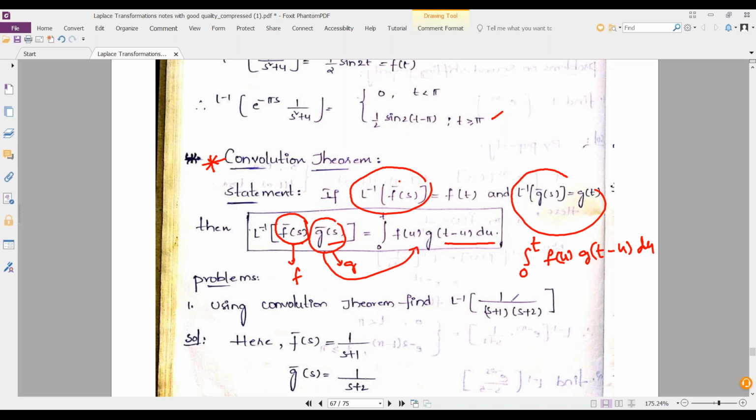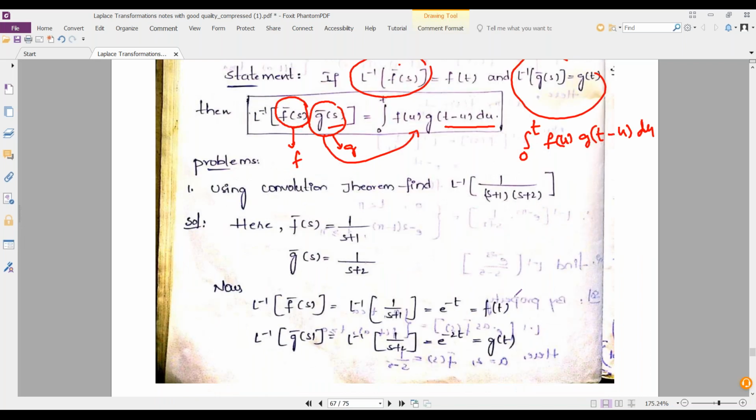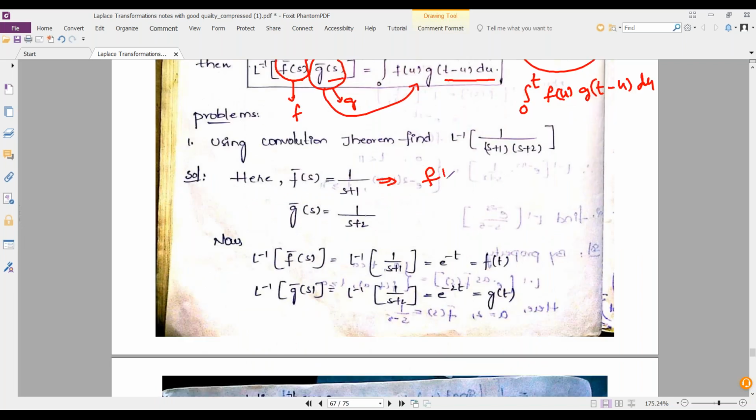1 by s plus 1 times 1 by s plus 2. So here 1 by s plus 1 is taken as f of s. What could be its corresponding f of t? f of t would be e power minus t. What could be the corresponding g of t for this?